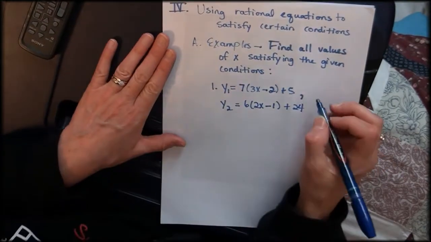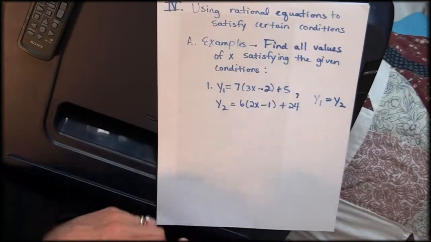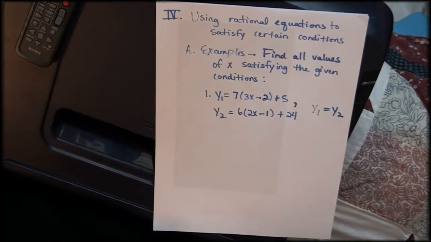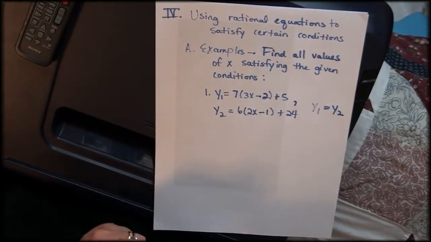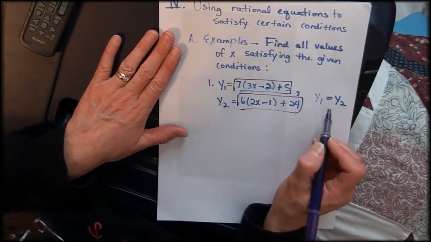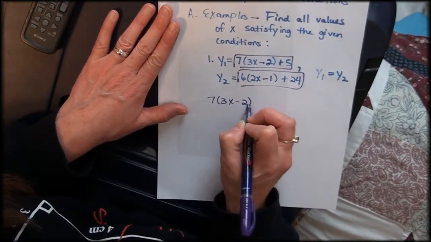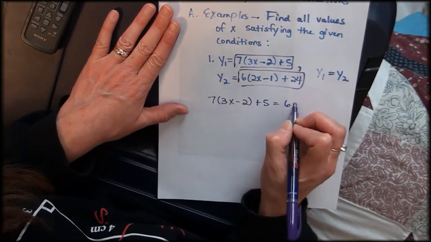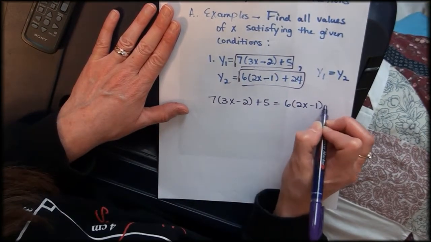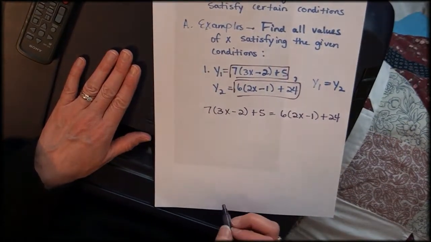And let's say that I want to set it up so that y1 equals y2. That's the condition that needs to be satisfied. Well, that's very simple. All that means is now this is y1, this is y2. This says they're equal to each other, so you just set them equal to each other. Now that they've been set equal to each other, I simply solve the equation.